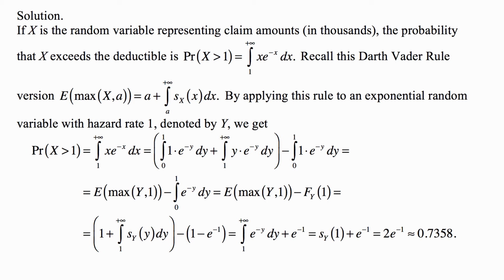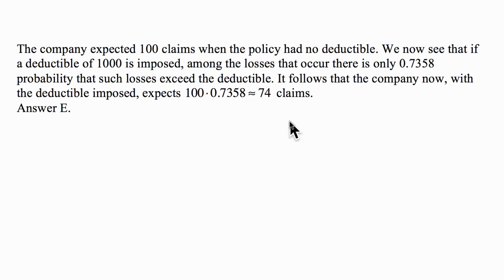And then what we have is, first of all, 1 and 1 cancel out, so that goes, and minus minus e to the minus 1 becomes e to the minus 1 with a plus sign. And then all we have to do is calculate the integral from 1 to plus infinity of e to the minus y dy, which is the survival function of y evaluated at 1, which is e to the minus 1. So we have e to the minus 1 plus e to the minus 1, and it's 2e to the minus 1, approximately 0.7358.